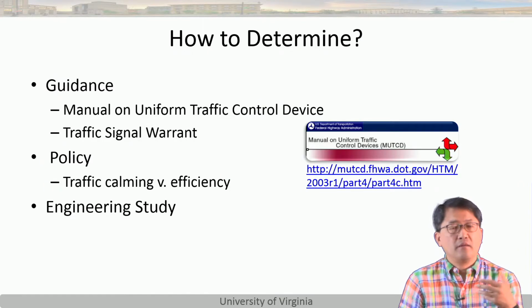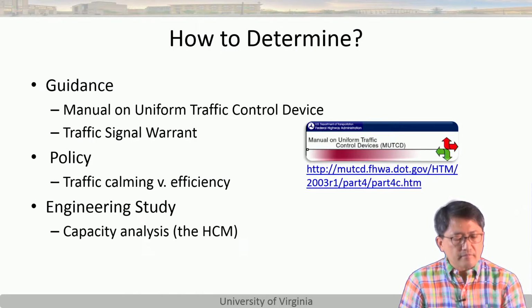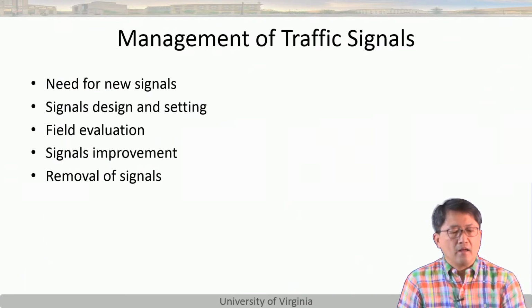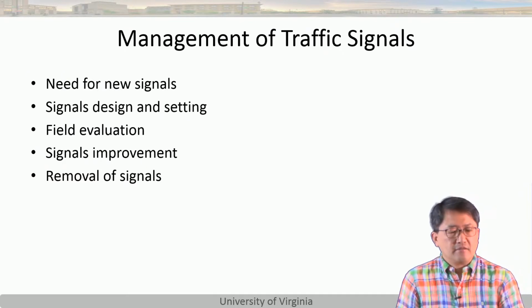Then engineers come in and look at the conditions. They also consider safety concerns, the number of crashes, not just delays and volumes. So the engineering study is a very important component. They also use HCM for understanding the level of service, and often do simulation analysis as well. So the management of traffic signals starts with: do we need a new signal?